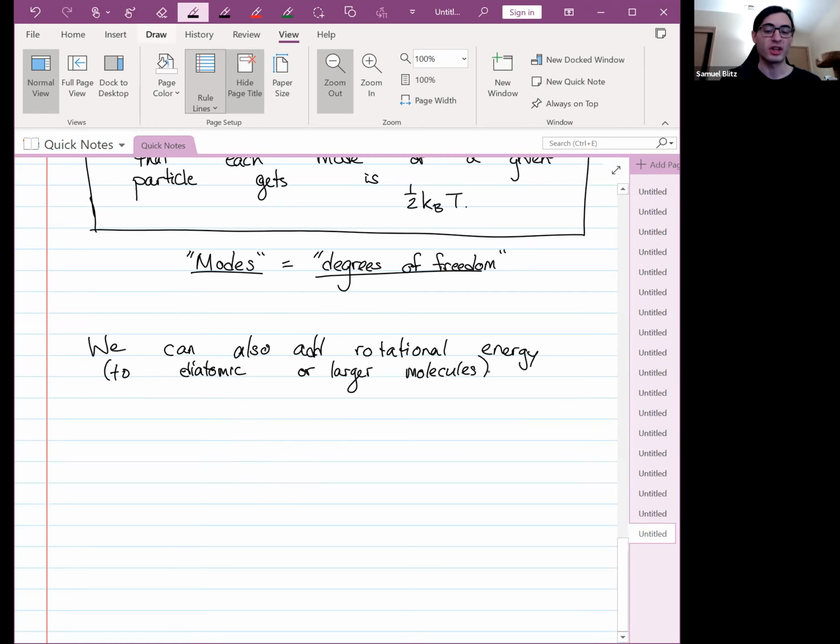Right, so we can add rotational energy to diatomic or larger molecules, meaning like if you have a dumbbell, if this is your dumbbell, you can rotate it this way, and that certainly does have energy associated with it. And we can do this without changing the translational kinetic energy.